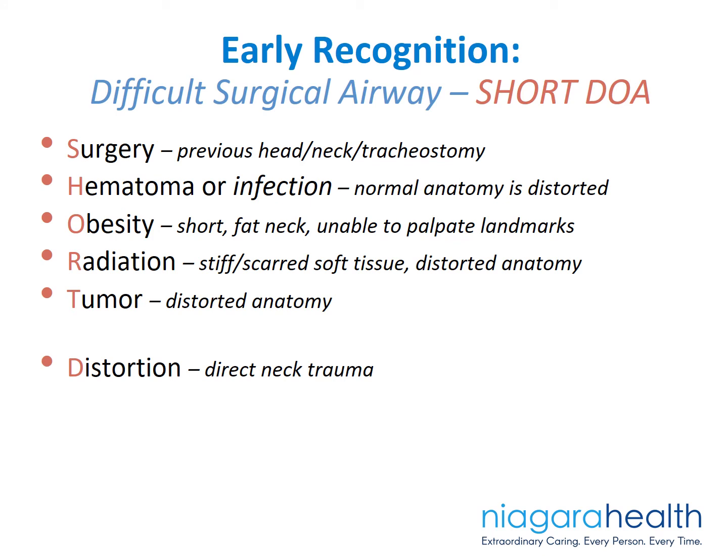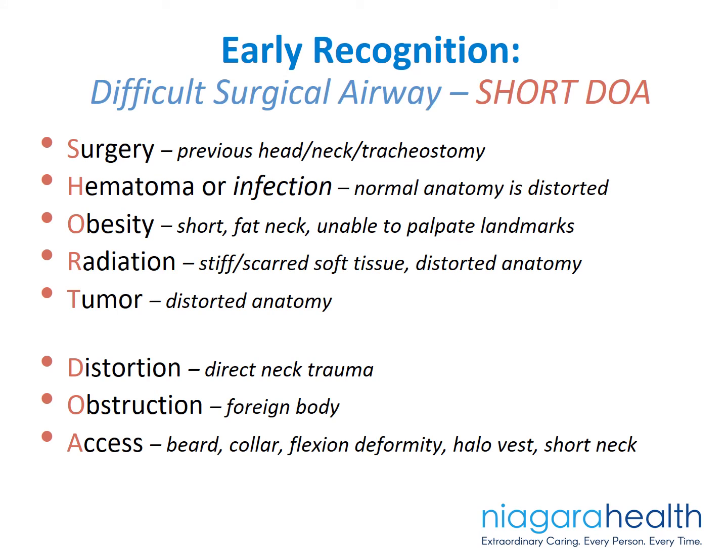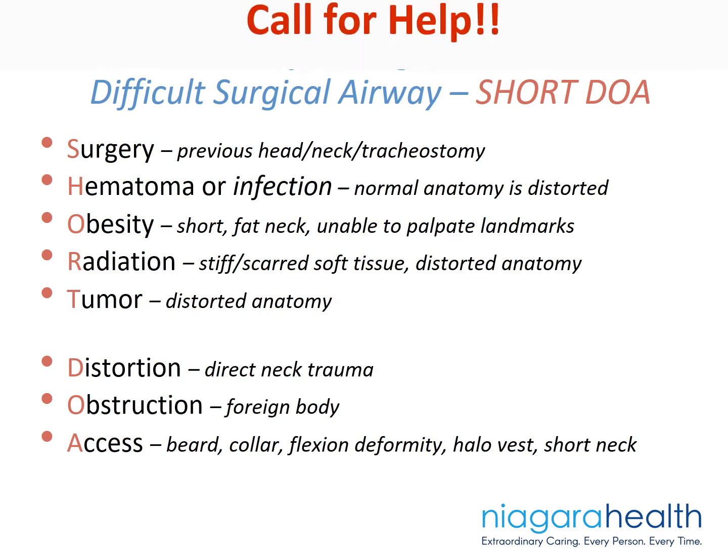And of course, direct neck trauma is something that we worry about. If you have crush injuries or hanging or any of those types of things, the normal anatomy will be disrupted. Obstruction from a foreign body will make things difficult, again, pushing things out of the way. And access, if they've got a full beard that extends down, or a collar, or a flexion deformity, or a halo vest, or a short neck, you're not going to be able to get to their trachea or cricothyroid membrane in order to do anything.